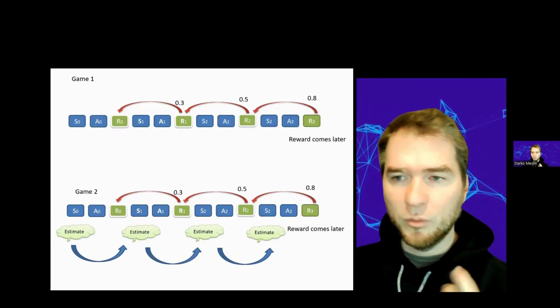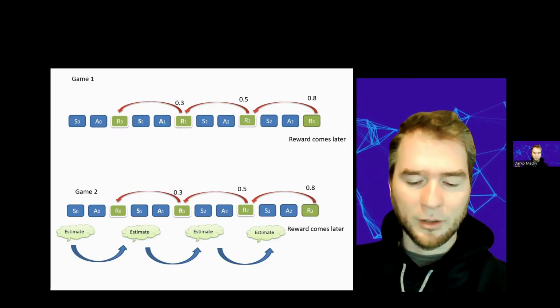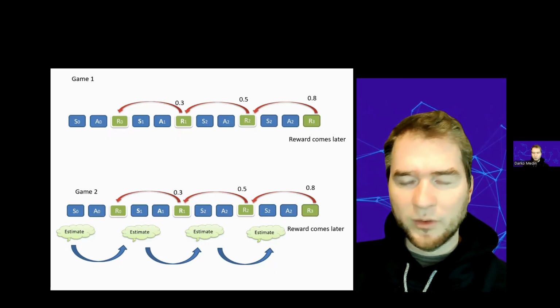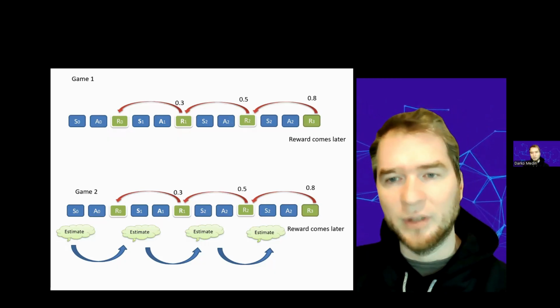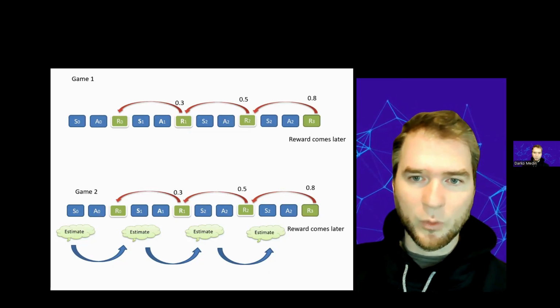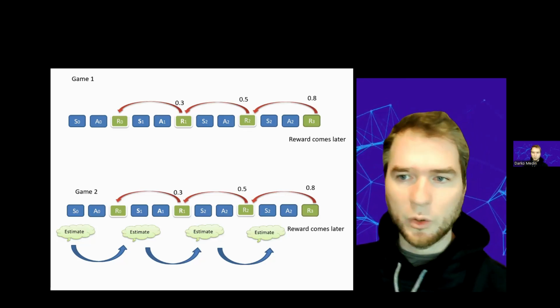There are two main ways we can make the agent learn by propagating information backwards. One of them is called backward induction. So in backward induction, this propagation of rewards backward in time happens in one pass, all at once.